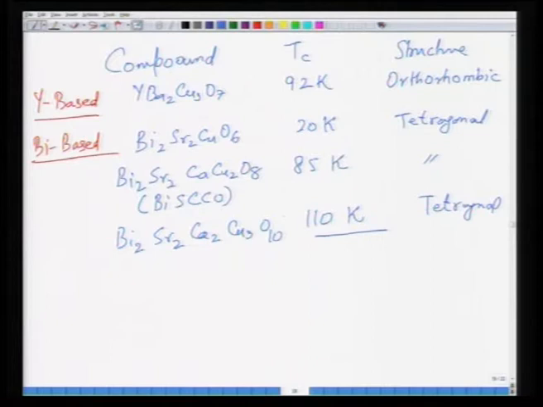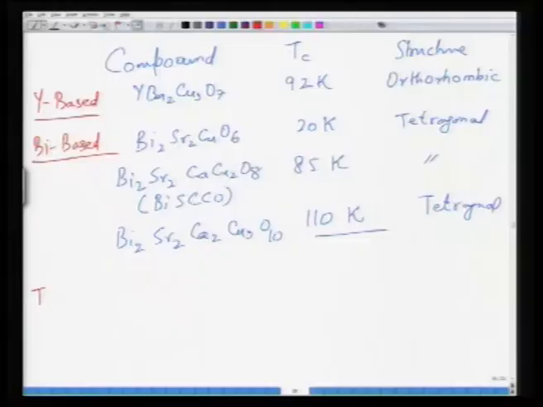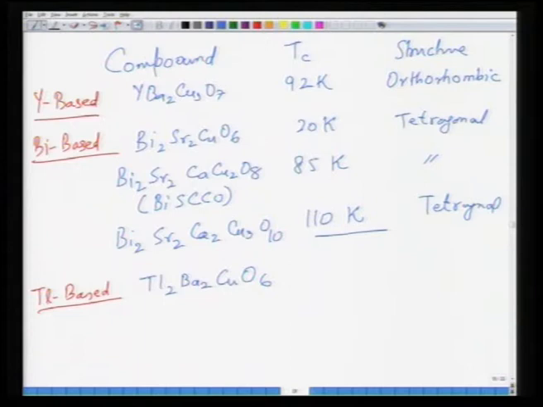So, this is a very nice discovery. The problem with these materials is that they are not easy to fabricate, and that's why YBCO still remained a very popular compound. Another category is thallium based compounds, and in thallium based you start with Tl2Ba2CuO6, the parent compound, and this parent compound shows a TC of 84 Kelvin, and this is again tetragonal structured.